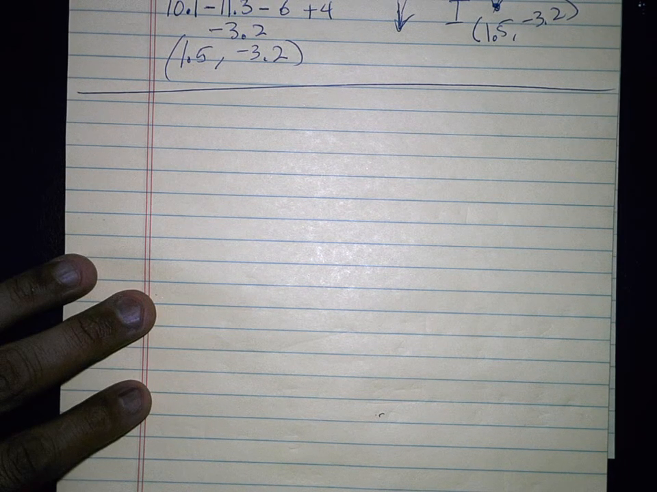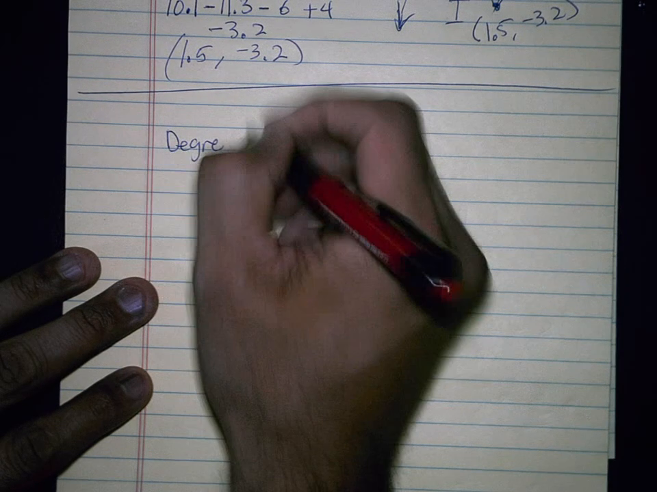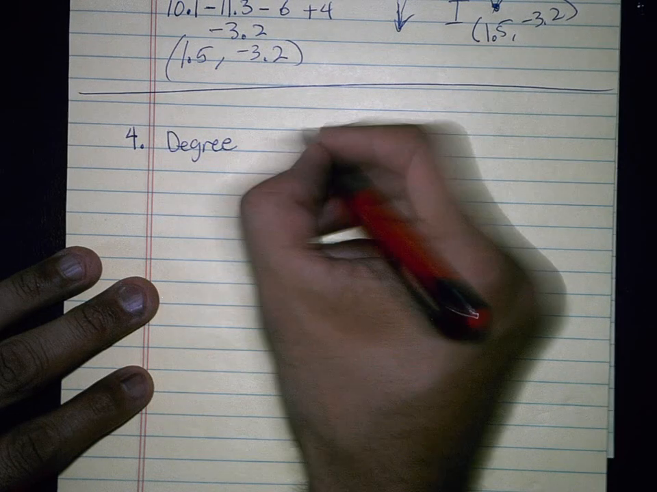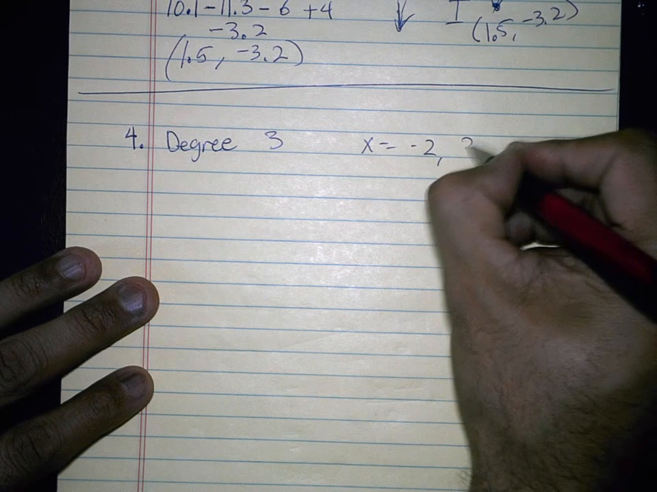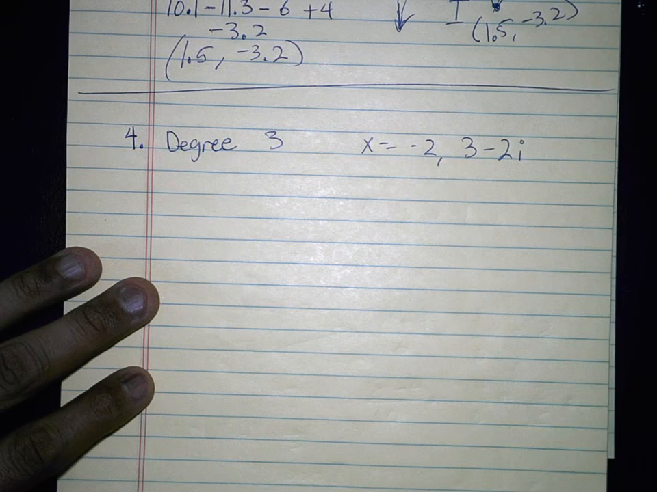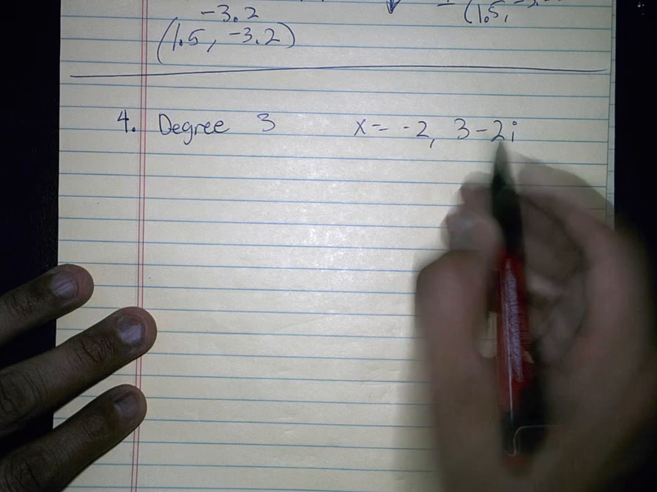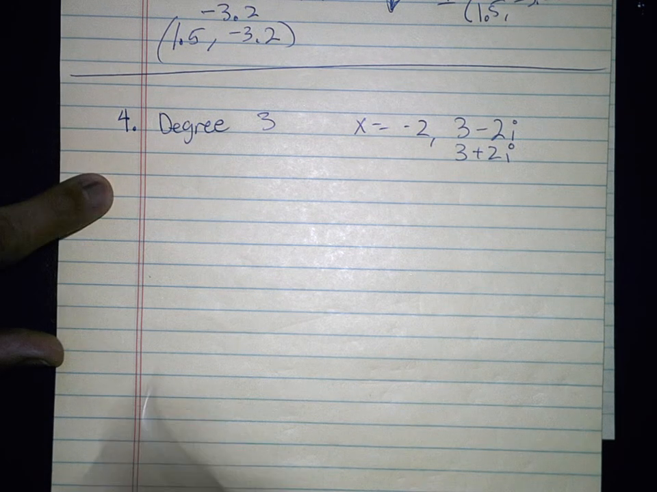Alright, so we're going to write a function, and they're telling us the degree. The degree is 3, and they give us some roots of -2 and 3 minus 2i. So what we need to remember is that complex roots come in conjugate pairs, so we can assume that one there. So then we're going to set these all up.